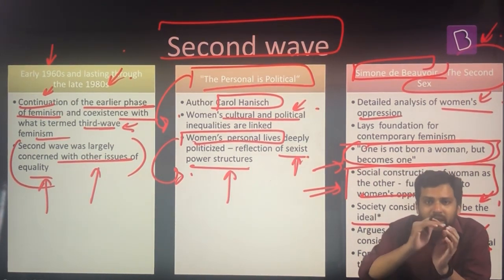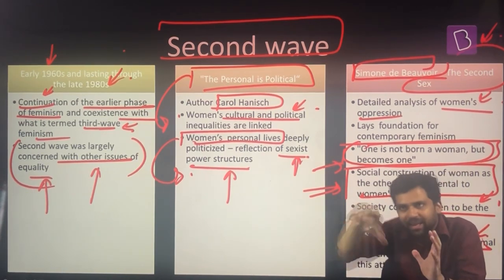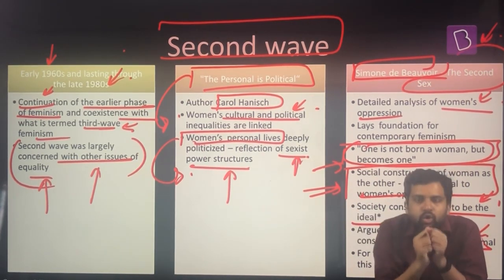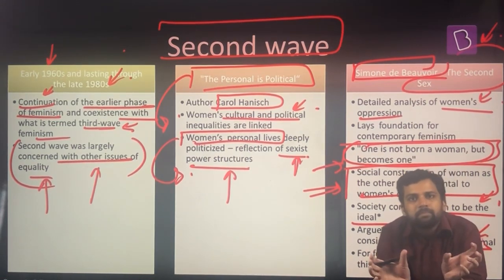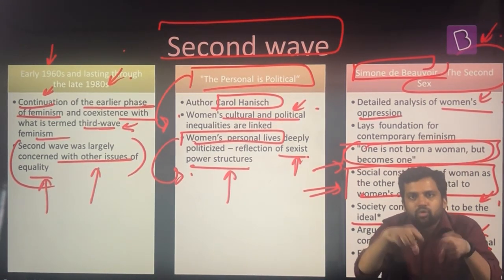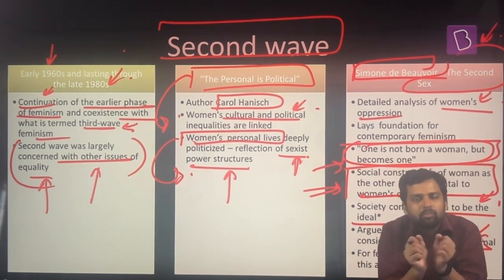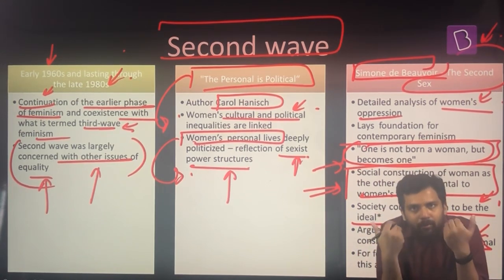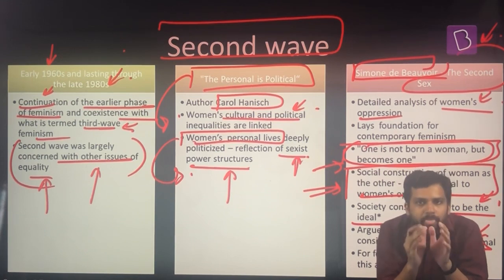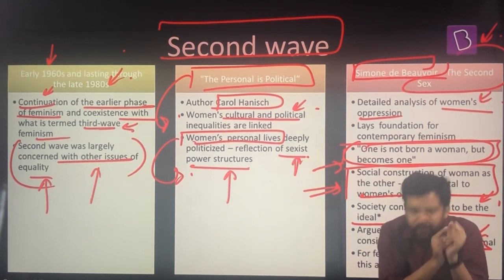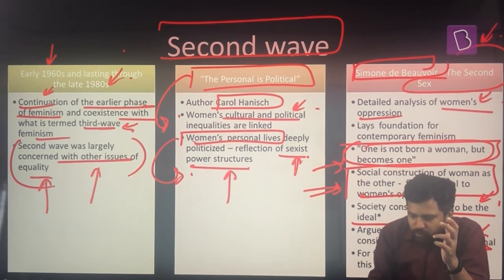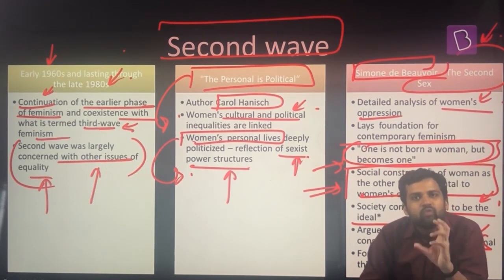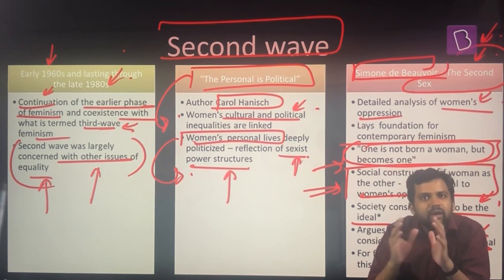They have to strive to be like men. Men are considered to be ideal. So society does not recognize both of them equally, does not recognize both of them as normal. Women are considered to be abnormal from the very beginning. So if you have to ensure equality, if you have to move forward, this kind of attitude needs to be set aside. So this is what The Second Sex talks about.